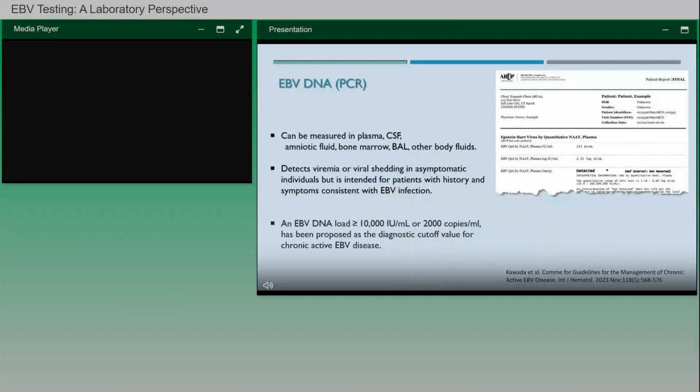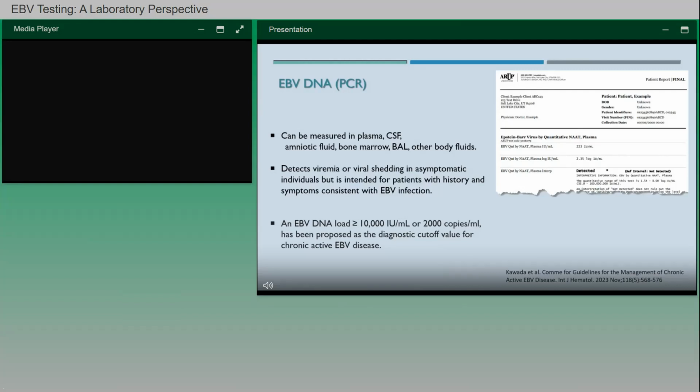And this is what a typical result would look like from a reference lab. You can measure this in CSF, as I just mentioned, amniotic fluid, bone marrow, other body fluids. So it's detecting viremia, right? It's detecting active viral copies or viral shedding. You could see it in asymptomatic individuals if they have a low-level viremia, but it's really intended for those patients with a complex history where you're really just trying to see if EBV is the cause of their complex presentation.